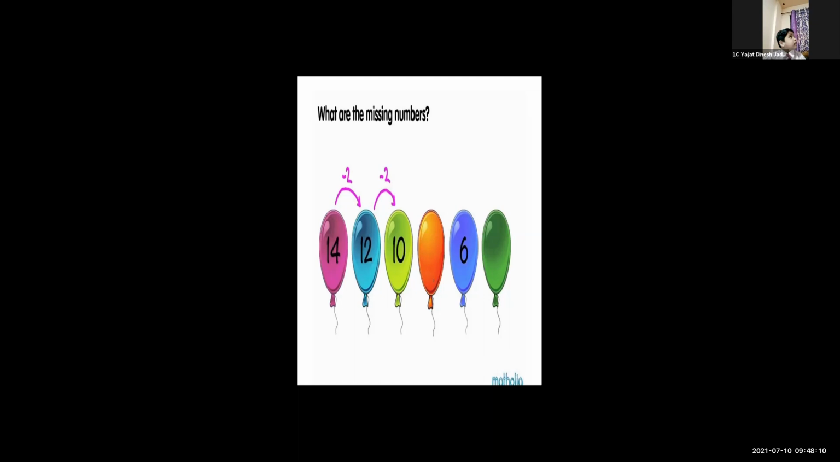Yes, Yajat, on your screen there are some numbers, and they give us a clue. The numbers are in reverse order: 14, 12, 10, then we don't know what will come, then 6 is given. In the green balloon we don't know what number comes, so we have to observe the number pattern. Here they give us one clue, that is minus 2.